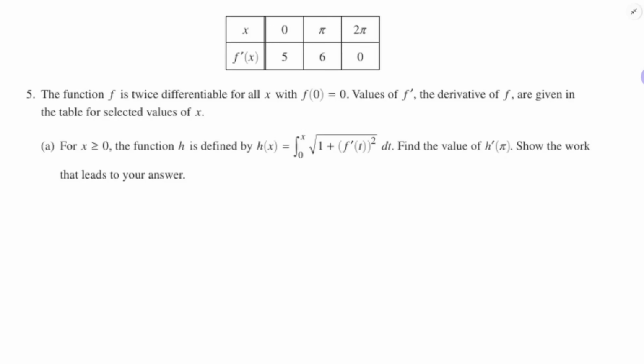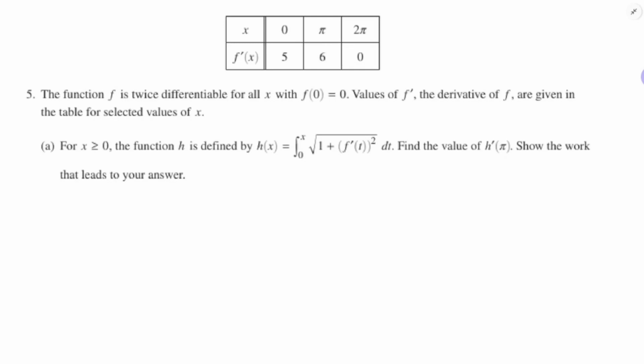In this video, I'm going to be working free response question 5 from the 2024 Calculus BC exam. It looks like they're giving us a table of values for the derivative of a function, and f is twice differentiable for all x, and f of 0 equals 0. Okay, we're going to say h is the integral from 0 to x of the square root of 1 plus f prime of t squared dt.